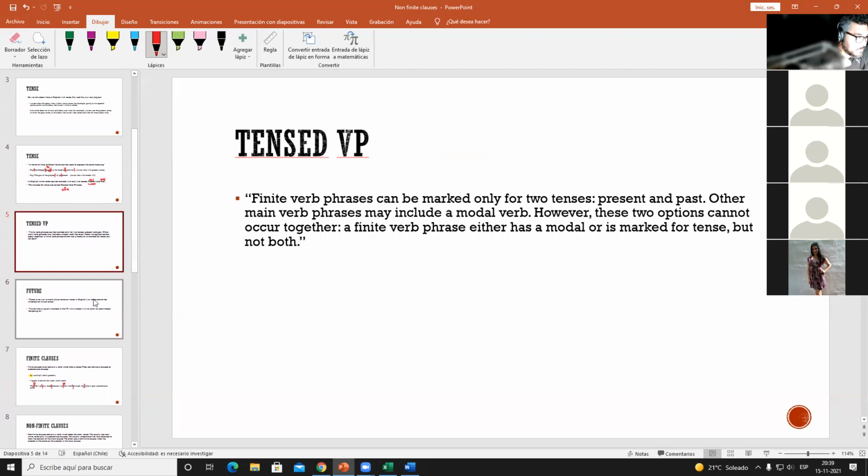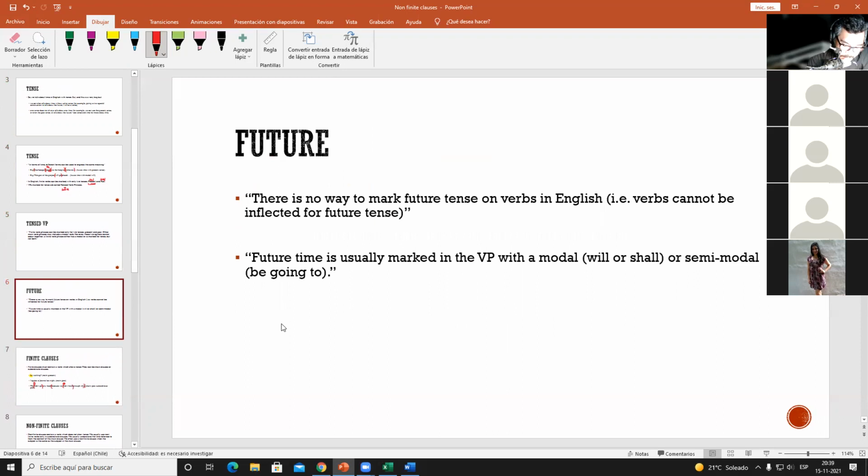Sí, ya la vimos. Future. Ya, entonces, if the English language allows us to represent present and past, how can we represent future? There is no way to mark future tense on verbs in English, right? Because you don't have that morpheme. Verbs cannot be inflected for future tense.